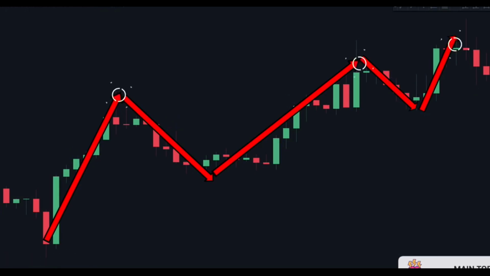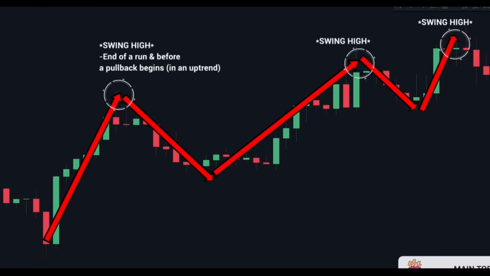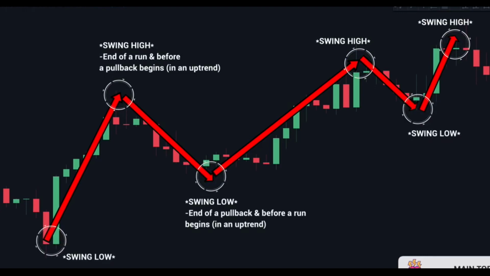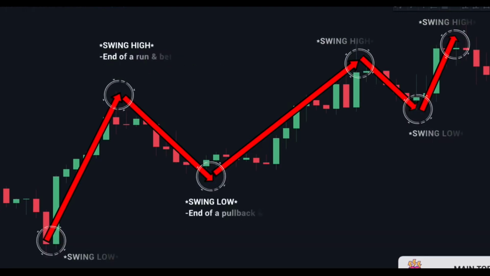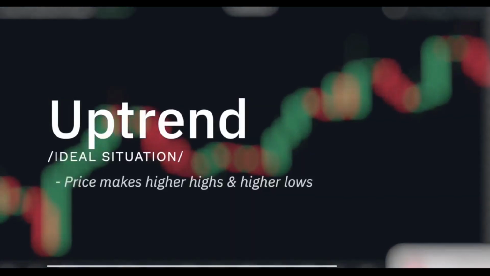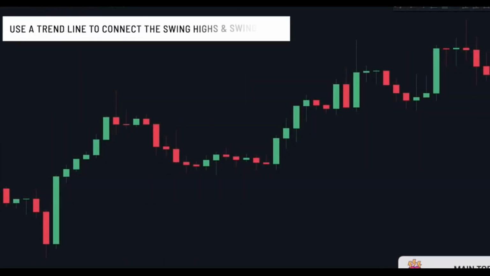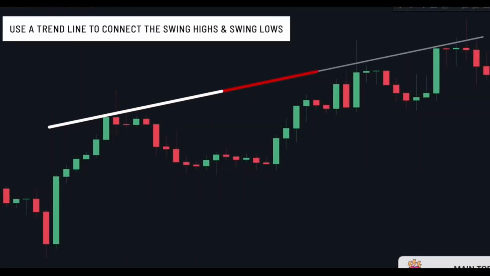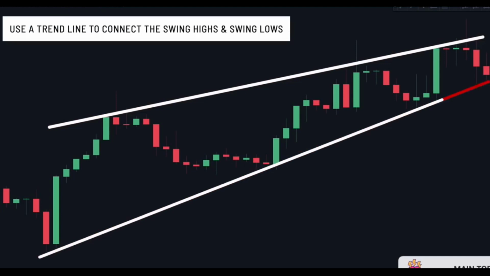At the top of each run, before the pullback begins, this is what we call a swing high. At the bottom of each pullback, before a run begins, this is what we call a swing low. So what this means is, in an ideal uptrend, price will be making higher highs and higher lows. Now a trend line is then applied to connect the swing highs along the top and swing lows along the bottom.